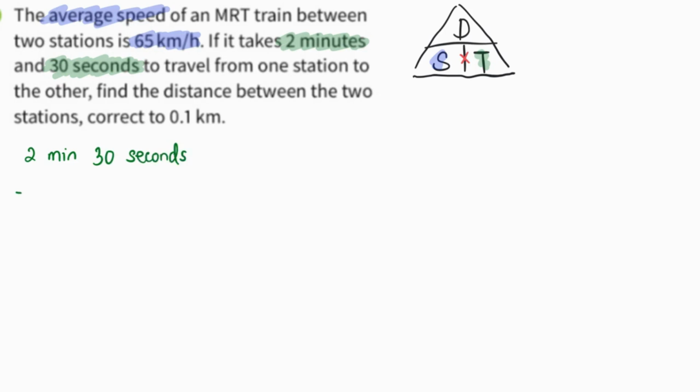into hours. Alright, so this one will be 2.5 minutes. 30 seconds is half a minute. And then to convert minute to hour, I need to divide by 60. Okay. And because this is part of the working, not the final answer, I'm going to write it in fraction first. Alright, so this one will be 1/24 hour.